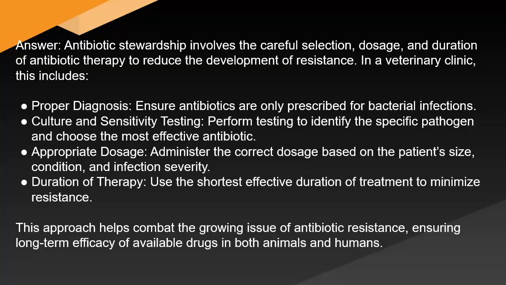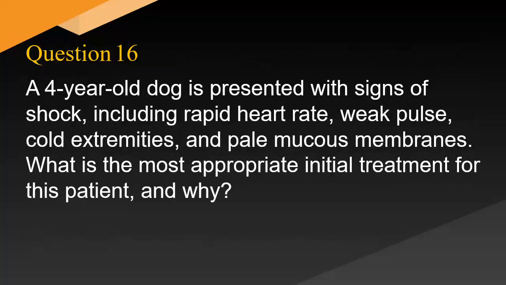Appropriate dosage: administer the correct dosage based on the patient's size, condition, and infection severity. Duration of therapy: use the shortest effective duration of treatment to minimize resistance. This approach helps combat the growing issue of antibiotic resistance, ensuring long-term efficacy of available drugs in both animals and humans. A 4-year-old dog is presented with signs of shock, including rapid heart rate, weak pulse, cold extremities, and pale mucous membranes. What is the most appropriate initial treatment for this patient and why?